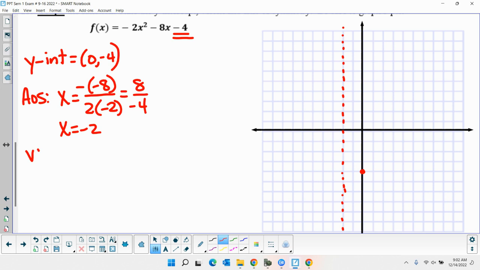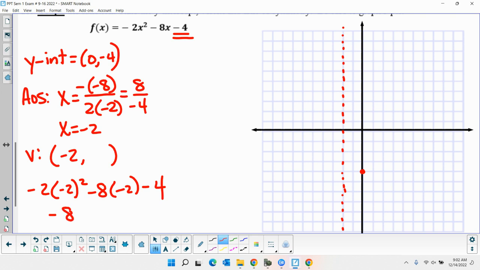So now I can find my vertex because I know my x value is -2. So I'm going to put -2 in for x. -2 when I square it is +4, but times this -2 is -8. -8 times -2 is +16. -8 plus 16 is 8, minus 4 would be 4. There's my vertex. So remember, here's my x. I'm 2 to the right, so I go over 2 to the left for my other one. And there it is.